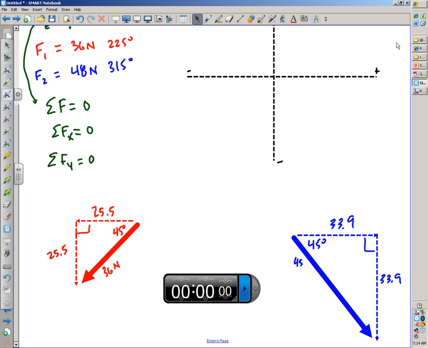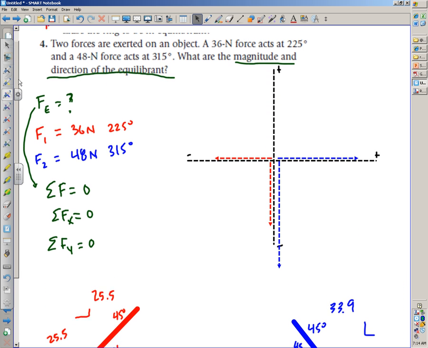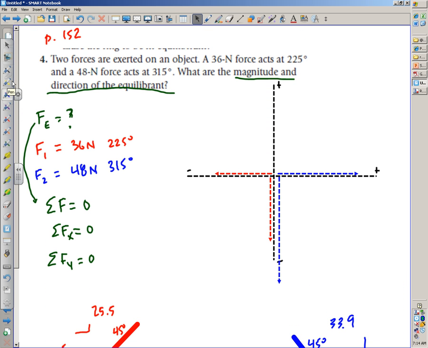Okay, so 45, 45, 90 triangles, the 2 sides are the same. Now, taking it back to our picture, this one goes here, this one goes here, this one goes here, and this one goes here. Okay? And we know values of all those forces. We'll reference those values in a second. Okay, back to the question at hand, magnitude and direction of the equilibrant.